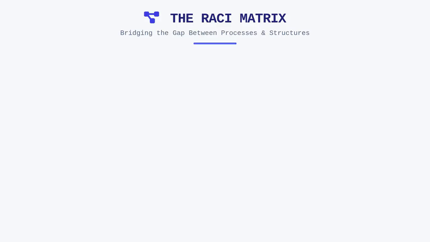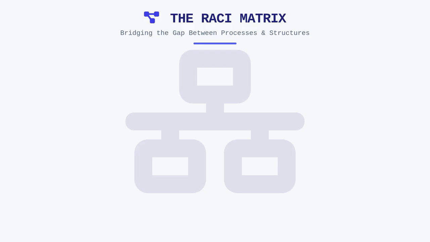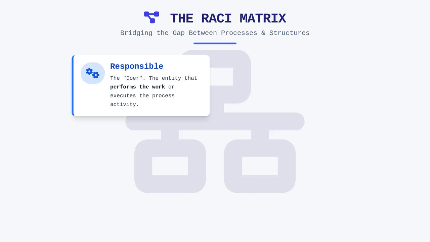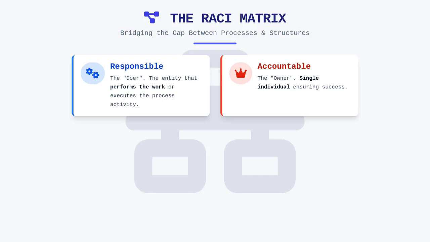The intersection of processes and structures is where we utilize the RACI chart, a tool that clarifies the nature of involvement for stakeholders during the life cycle of an objective. In this model, the responsible party is the entity that performs the work or executes the process activity, while the accountable person is the single individual who must ensure the success of the process. It is a critical best practice in COBIT that only one person can be accountable for any given task to avoid the diffusion of responsibility.